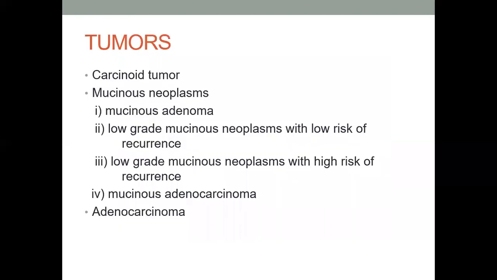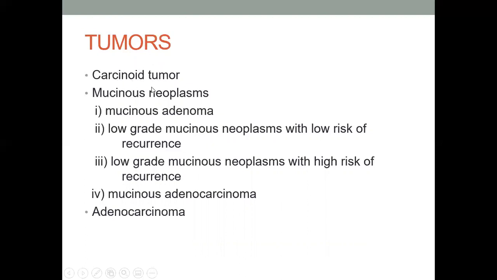Then there are tumors of the appendix. Although tumors are rare in the appendix, they can occur, and the most common tumor which occurs in the appendix is carcinoid tumor. A carcinoid tumor is a well differentiated neuroendocrine tumor, and it occurs at the tip of the appendix.